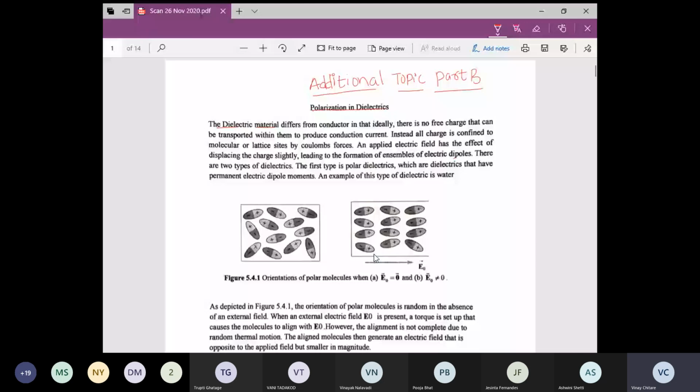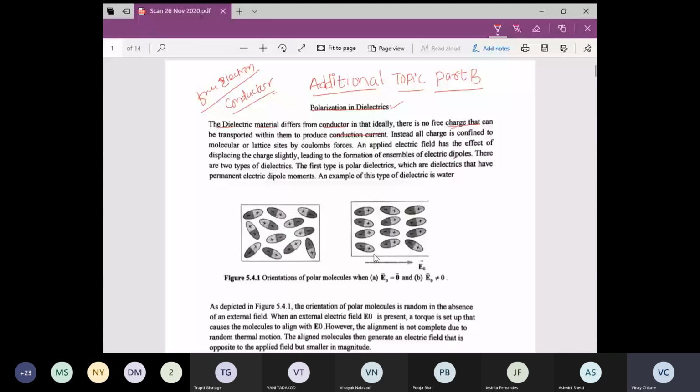So we know that the dielectric material differs from conducting material in that, in the dielectric material, ideally there is no free charge that can be transported within it to produce a conduction current. As we know, in conductors we have an abundant number of free electrons, which are responsible for the conduction of current. But in dielectrics, ideally speaking, there are no free electrons, though practically they are very small in number.